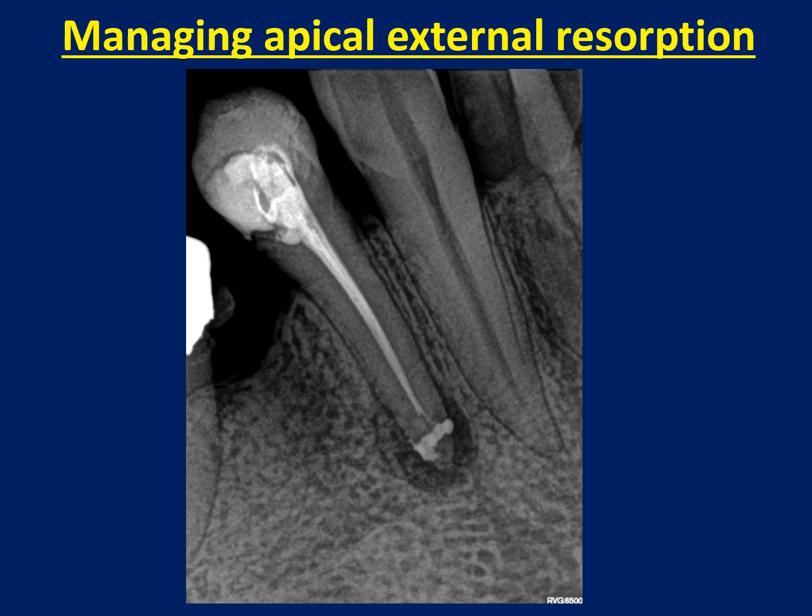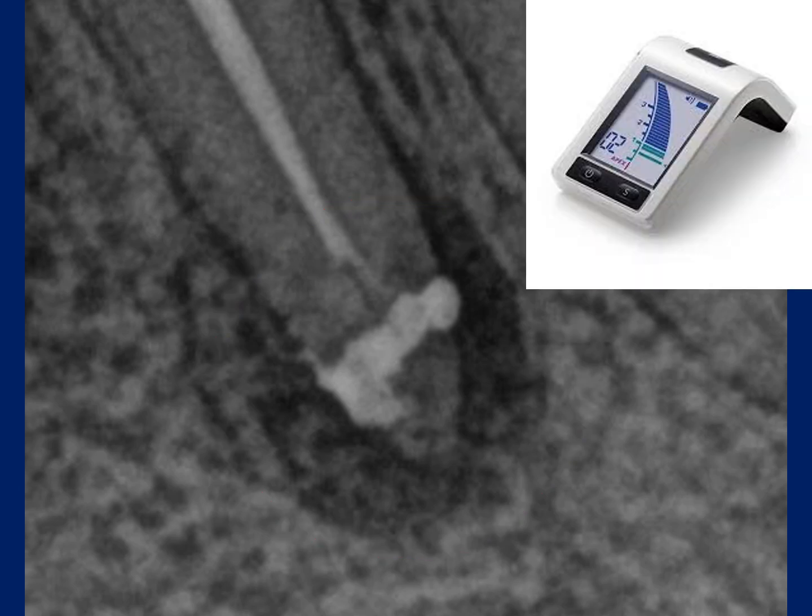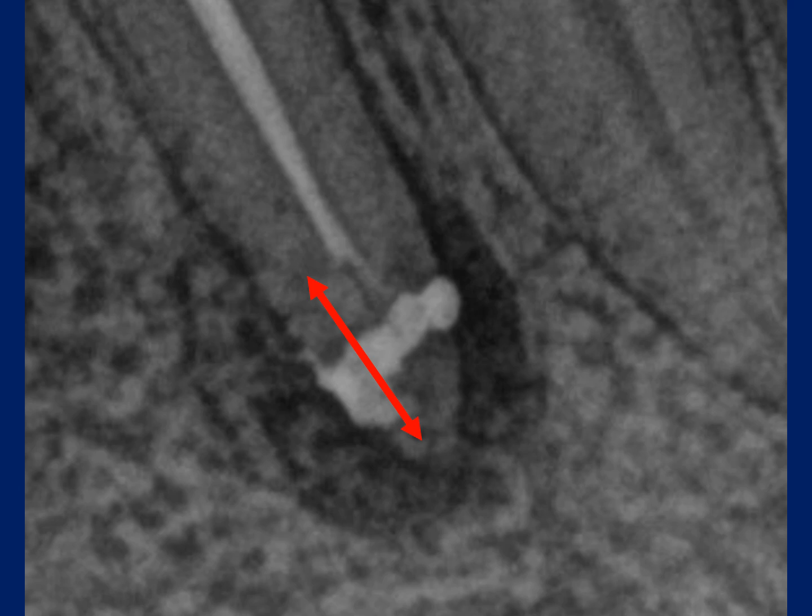Managing apical external resorption: you can see here that the apical region of this lower premolar shows apical external resorption. Now the apex has been devastated. We don't know where the minimum constricted area is. That is why it is important to use the apex locator to locate the most constricted area, which may be quite far from the radiographic apex.